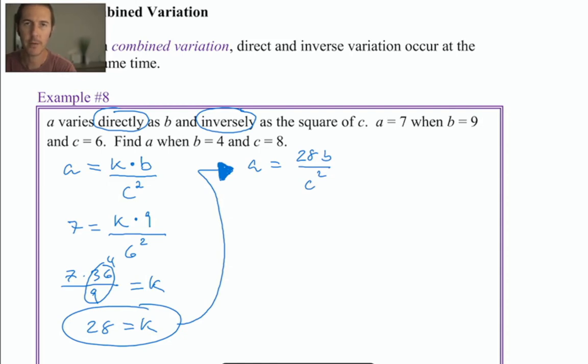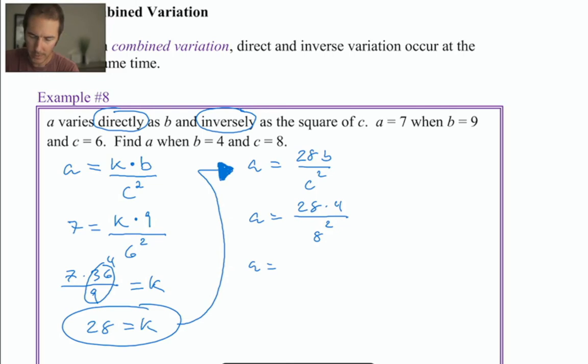And now this question better give us 2 out of 3 pieces of information. They want us to find a, so that's what they're not telling us, when b equals 4 and c equals 8. So they did indeed give us 2 out of 3 pieces of information. 28 times a b value of 4 divided by a c value of 8, and that 8 has to be squared. I think I'll keep going vertically. A is equal to 28 times 4 over 8 squared. We can think of this as being over 64. That's made up of all 2's.